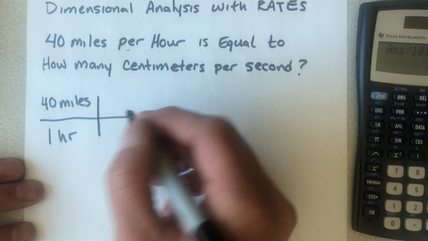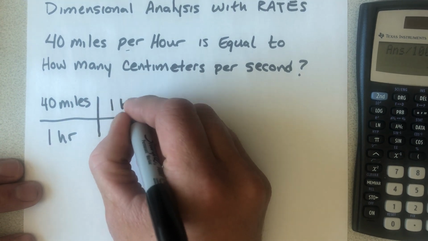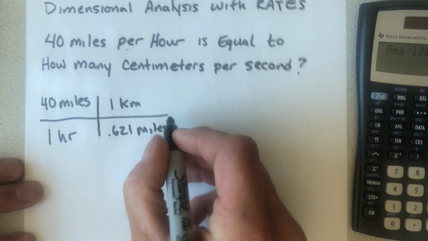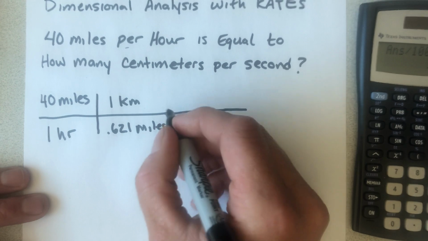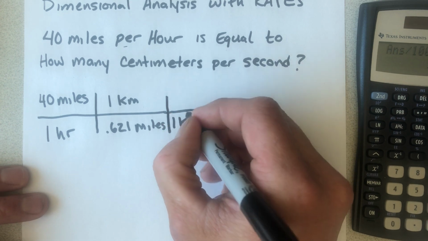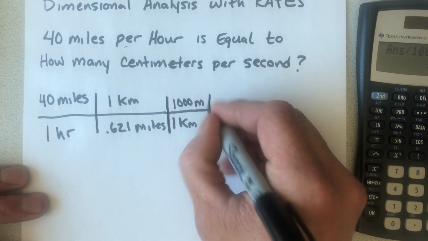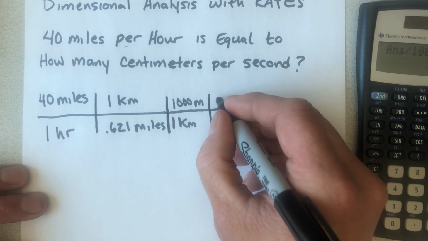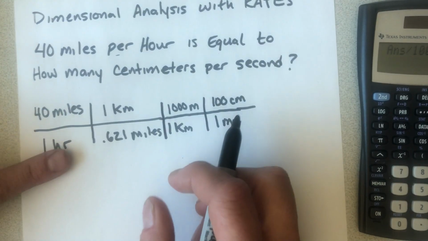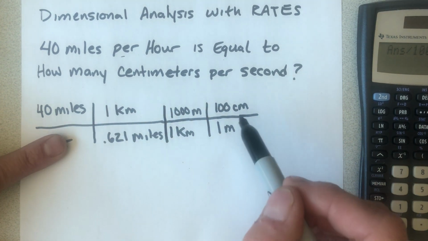So I know a couple of these conversion factors. I know that 1 kilometer is equal to 0.621 miles, right? So we've got to ditch the miles unit here. And I also know that 1 kilometer is equal to 1,000 meters. And I know that 1 meter is equal to 100 centimeters. Okay, so if we forgot about this hour down here and just did this problem across, we would have converted 40 miles into centimeters, right?